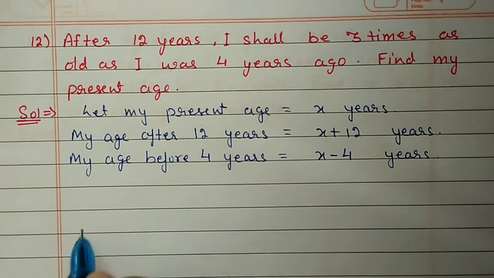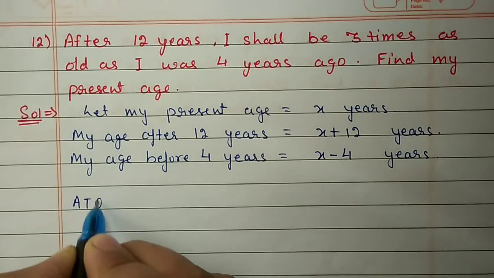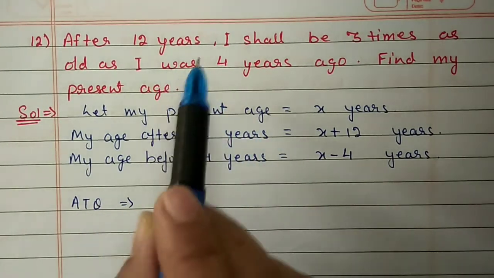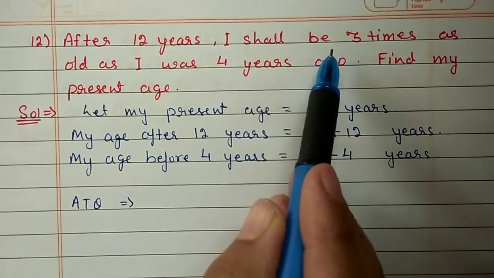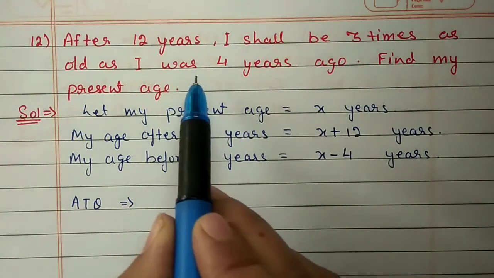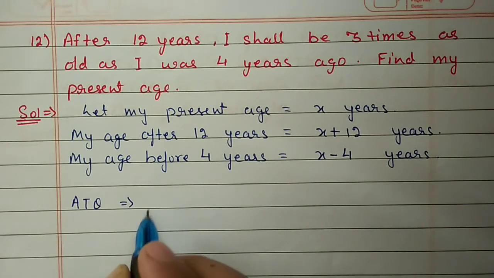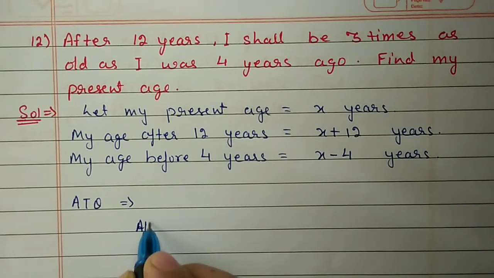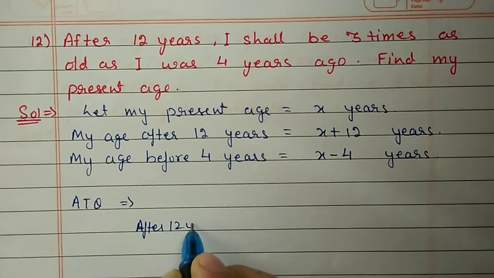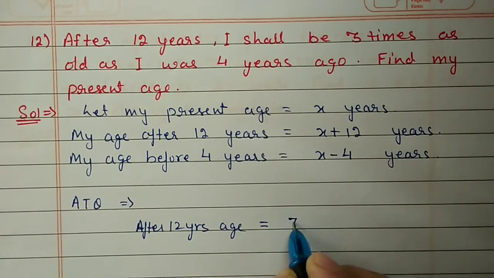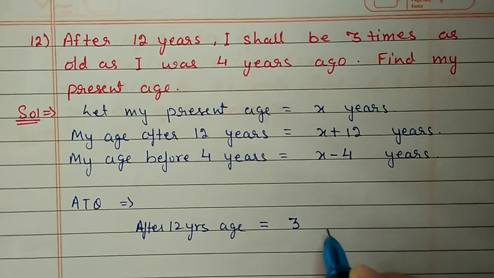Now we will frame the equation. According to the question, after 12 years I shall be 3 times as old as I was 4 years ago. Means age after 12 years is 3 times the age before 4 years.